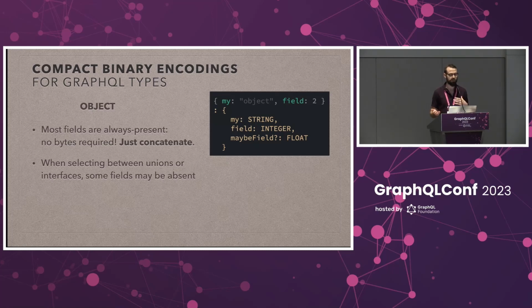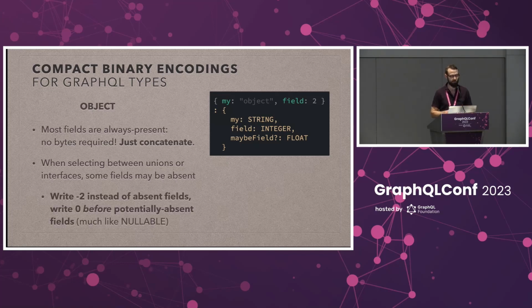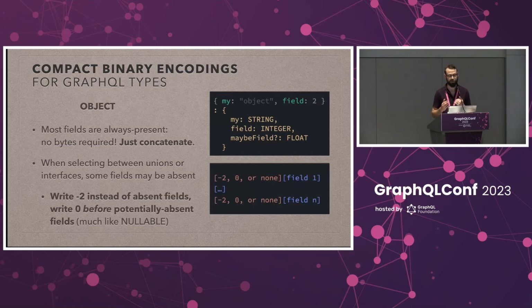When you're selecting between unions or interfaces in GraphQL, sometimes fields might be absent. So just like in the null case, we need to represent whether potentially absent fields are actually absent or actually present. So we're going to use -2 to represent absent fields, and we'll write 0 before potentially absent fields when they're present. This is almost exactly like the nullable case, so that we can represent that difference. And again, we can later use a similar trick to avoid that overhead, even though we don't have much time to talk about that today.